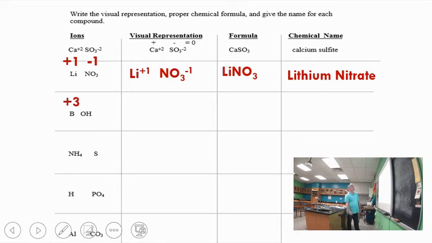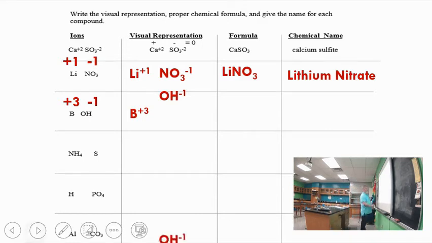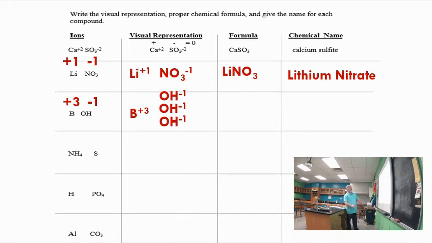Boron, group 3, +3. OH, more than one element, it's polyatomic. Look up OH on your common ion sheet, you're going to see that its charge is -1. So on to our visual representation, we're going to put down our boron, +3. We're going to put down our hydroxide, our OH. But we can see here that our charges aren't balanced. It doesn't sum to 0. We need more negatives. So let's put in another negative. Now we've got 2 negatives. We need one more, so let's put in another. 3 negatives, 3 positives. We're done with our visual representation.